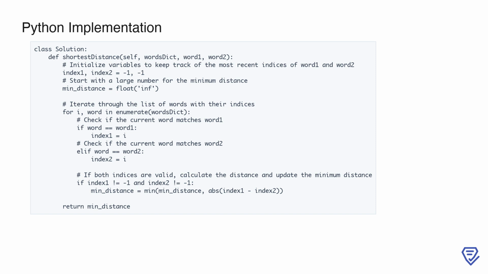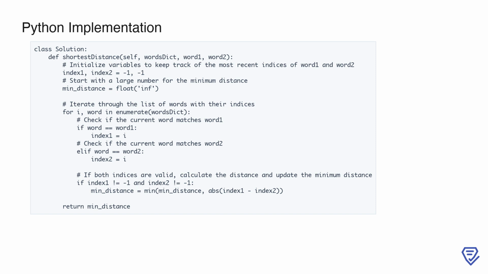Next, we iterate through the list wordsDict using a for loop with enumerate. This gives us both the index, i, and the word at each position. If the current word matches word1, we update index1 to the current index. Similarly, if the current word matches word2, we update index2.